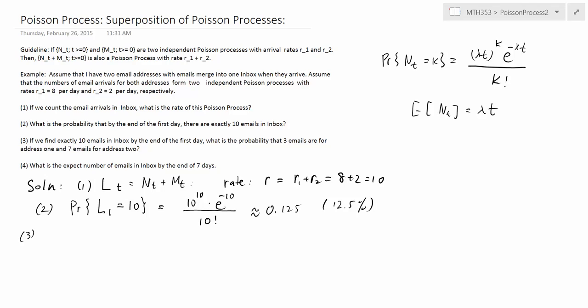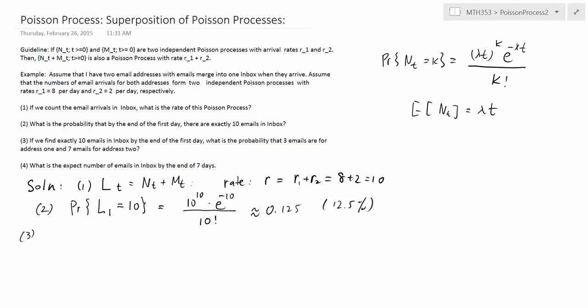So the probability to get 3 emails for address 1 and 7 emails for address 2 is pretty small. But how can we find this probability? Remember, this is conditional. We have the condition that exactly 10 emails arrived by the end of the day.